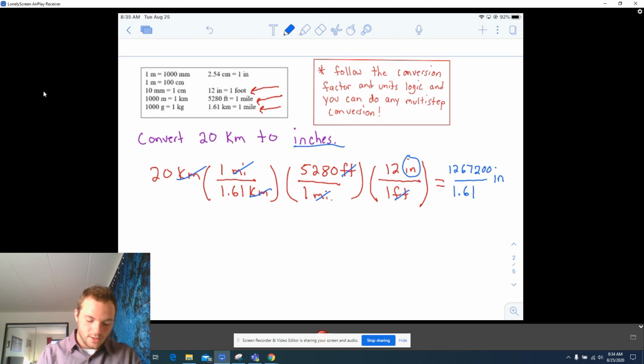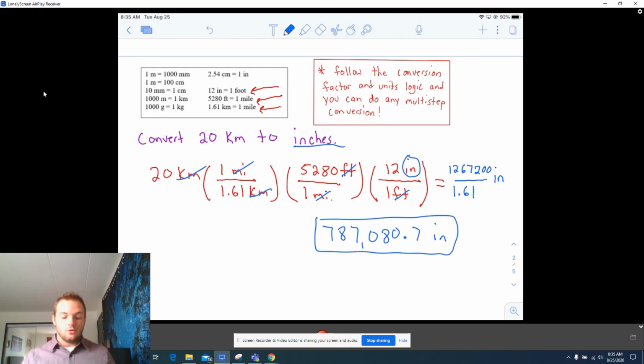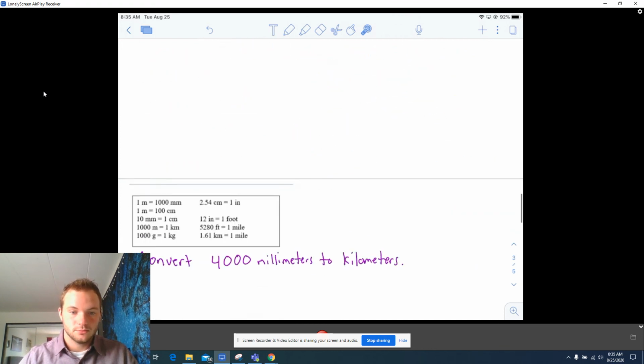And that's going to give us 787,080. Let's give it 1 decimal place, 0.7 inches. So that's how many inches you would get in 20 kilometers. Makes sense. 20 kilometers is pretty far, so you're going to get a lot of inches. Let's do one more example.